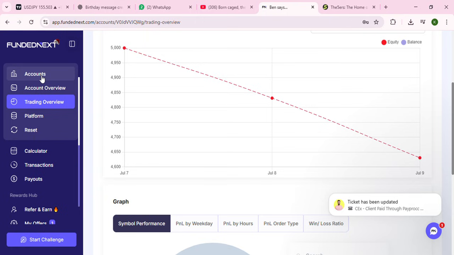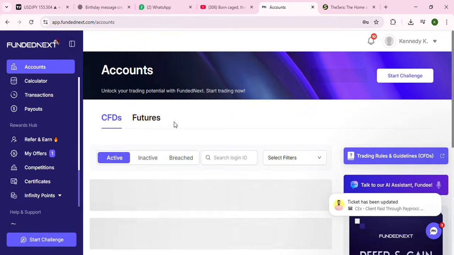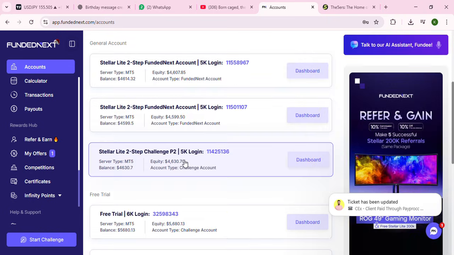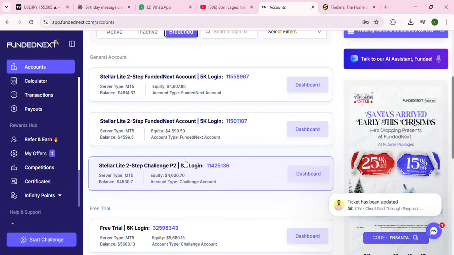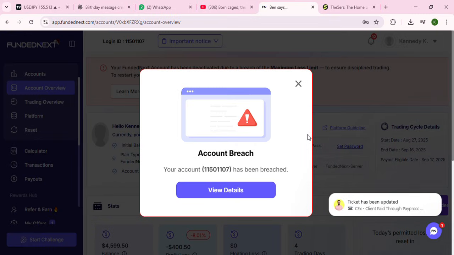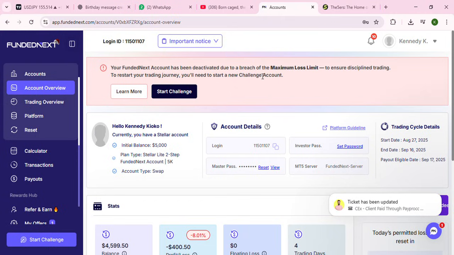That was in July. Now let's get to the funded accounts. The one where I passed both phase 1 and phase 2, but I blew or breached the account once. In live you can see account breached. That is due to daily loss, you can see. Now for this one it is maximum loss.